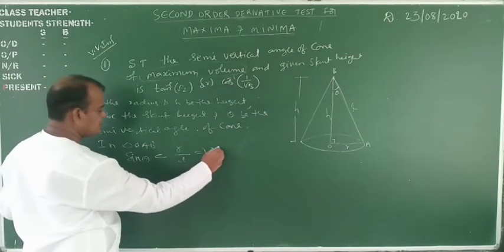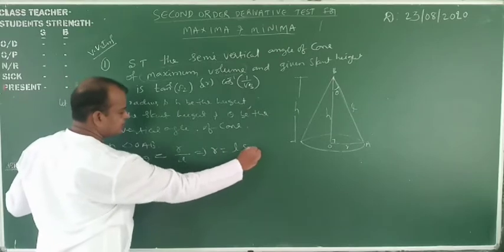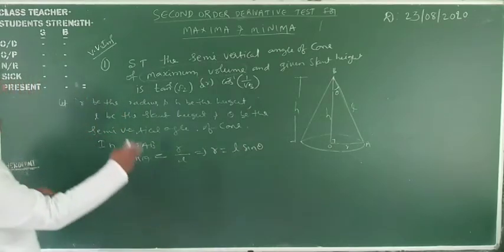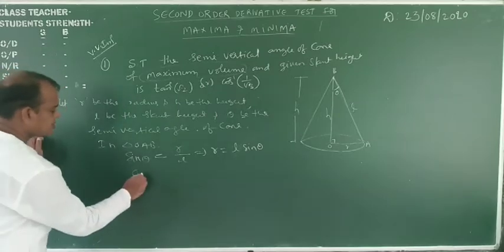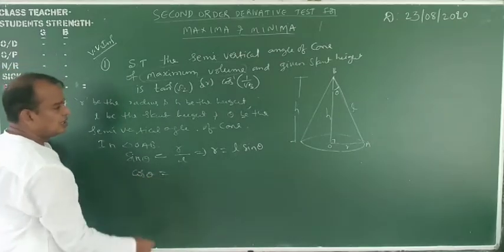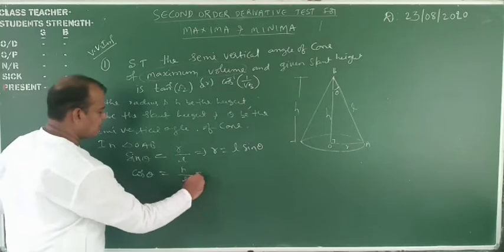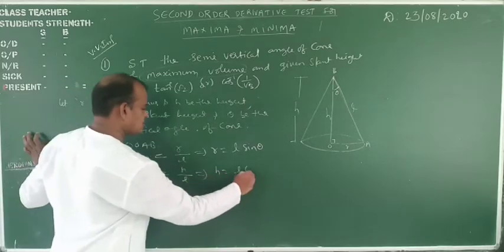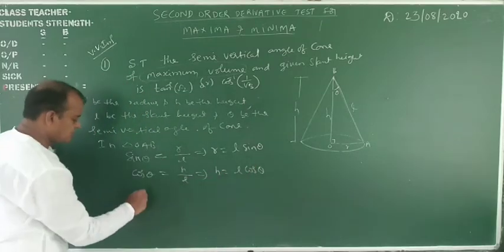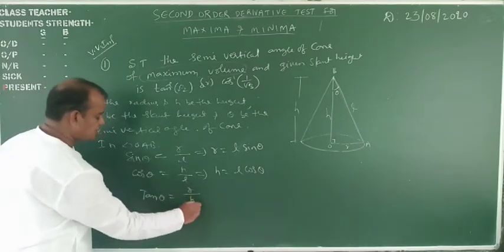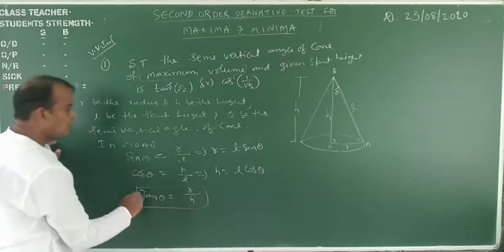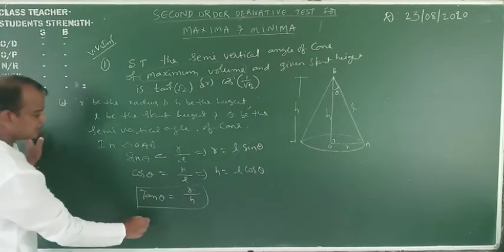From this, r is equal to l sin theta. The slant height is constant here. Cos theta means h by l, so h is equal to l cos theta. Now tan theta is equal to how much? Tan theta means r by h. After that we will find the rest. Now by Pythagoras theorem, what happens in this one?